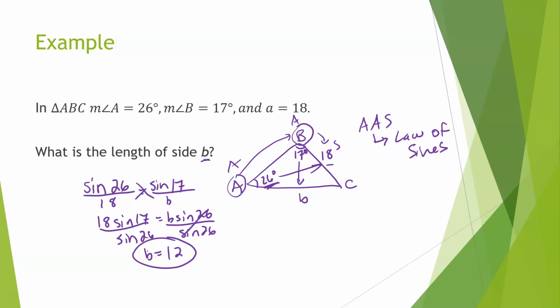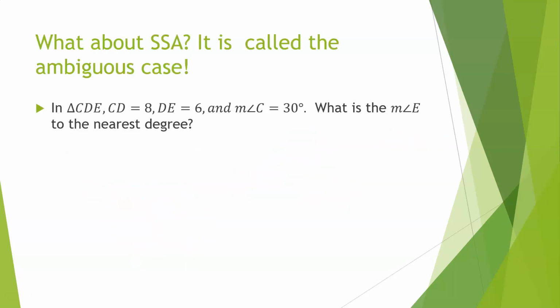Okay, so that's at its most basic level, the law of sines. Whether you're given angle side angle or angle angle side, you set up those ratios and solve. The only twist we saw is that sometimes you'll have to find the third angle in order to use the law of sines. Now, the third case, SSA, like I told you, it's called the ambiguous case, and we're going to learn why in this example.